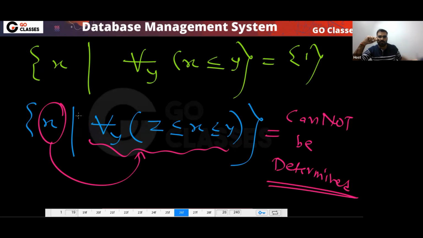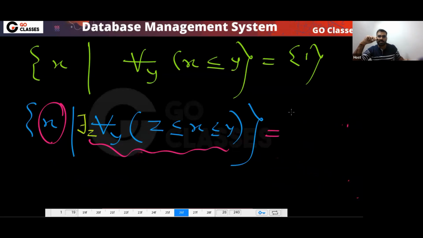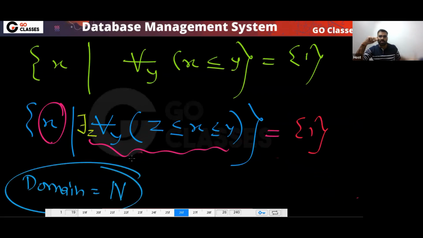Like if I make it bounded, for example, if I put there exists z such that this should happen, now tell me what will be the answer. Now the answer again will be 1. Remember the domain is the set of natural numbers. Mavit, is this clear? So here your answer will be 1.